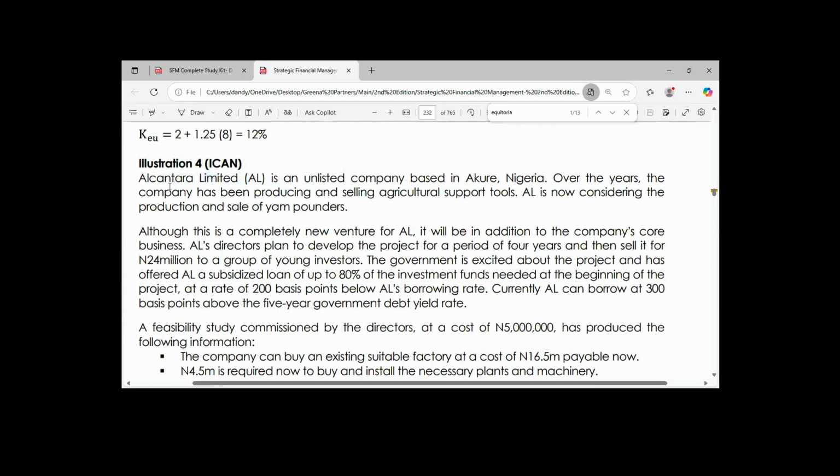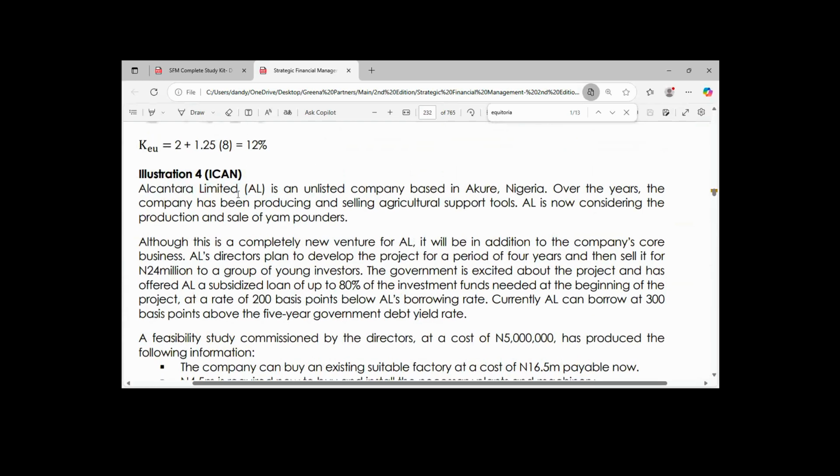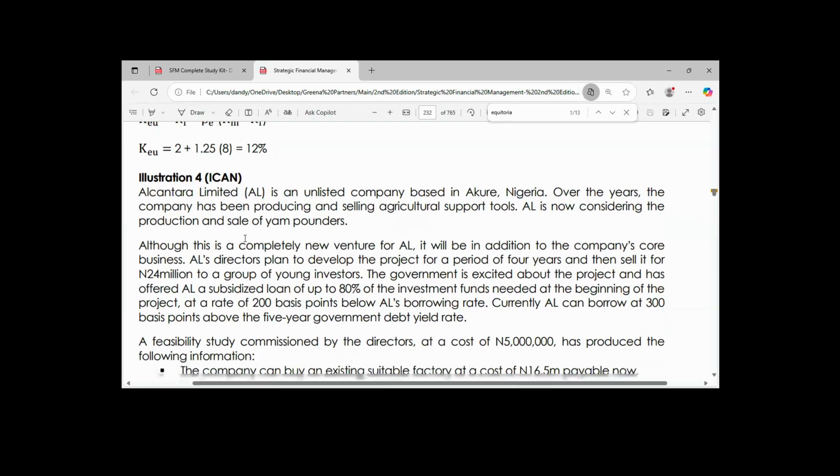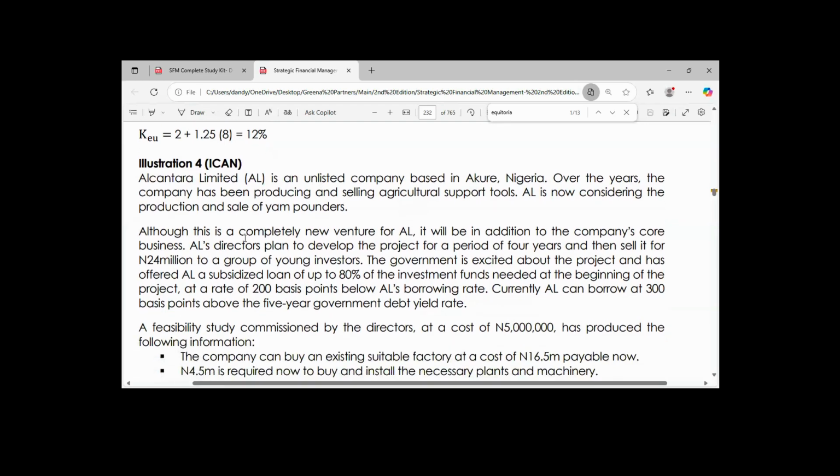So without wasting more time, let's have an illustration. This is the last question tested by ICAN on adjusted present value. The last time ICAN tested it was in 2019. Ever since then, we've been expecting the examiner to try it again, but they are not forthcoming. So you never can tell. Maybe they will bring it out in your May diet exam. We don't know. But in any case, let's quickly solve the question.